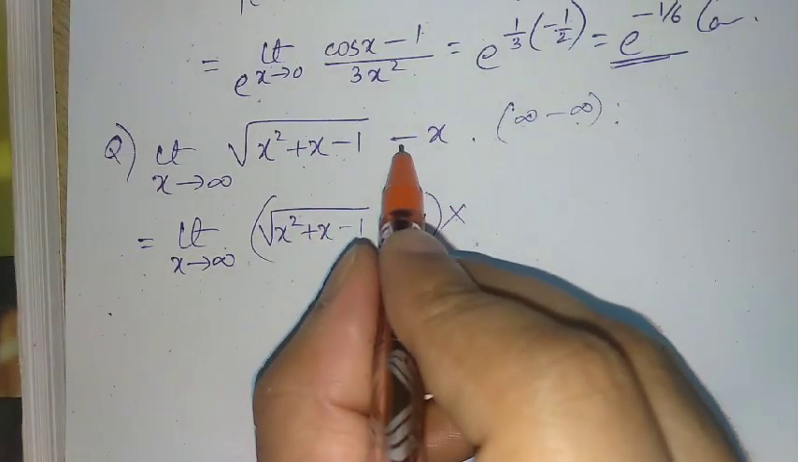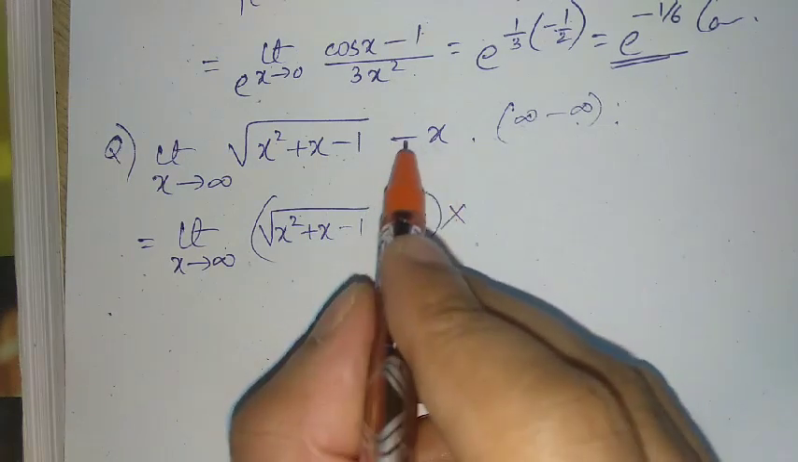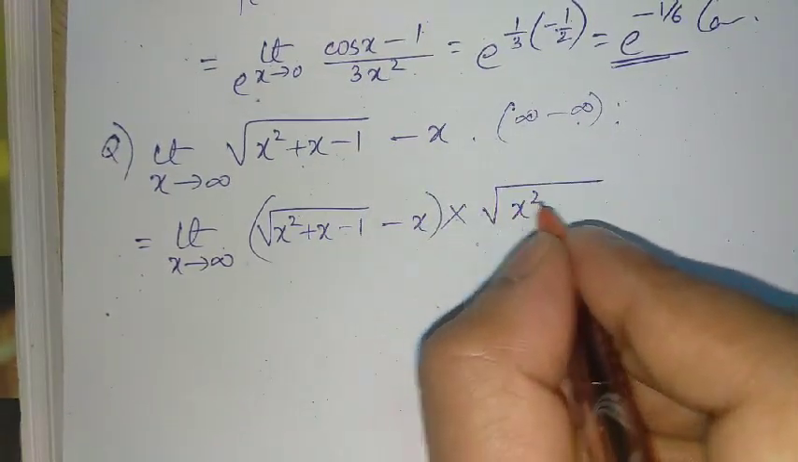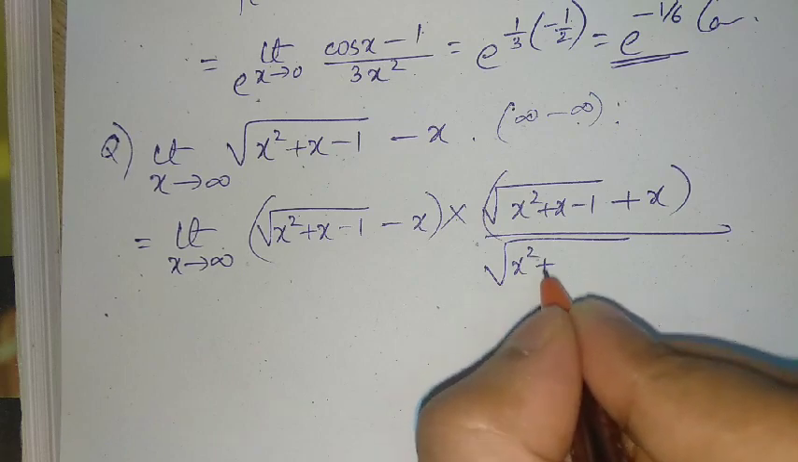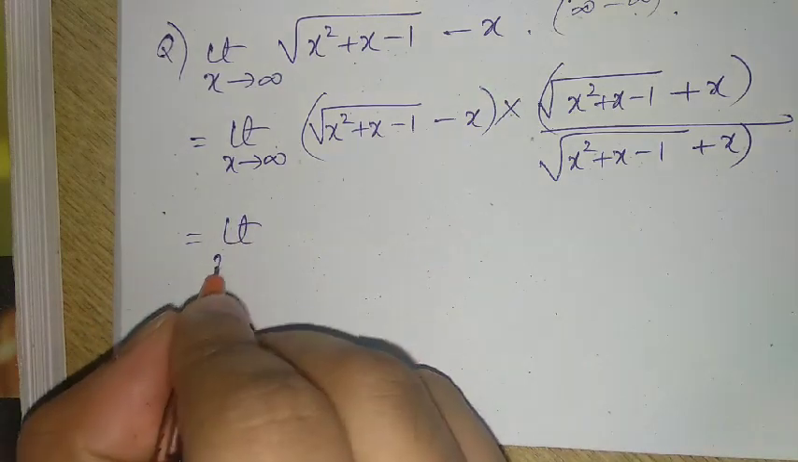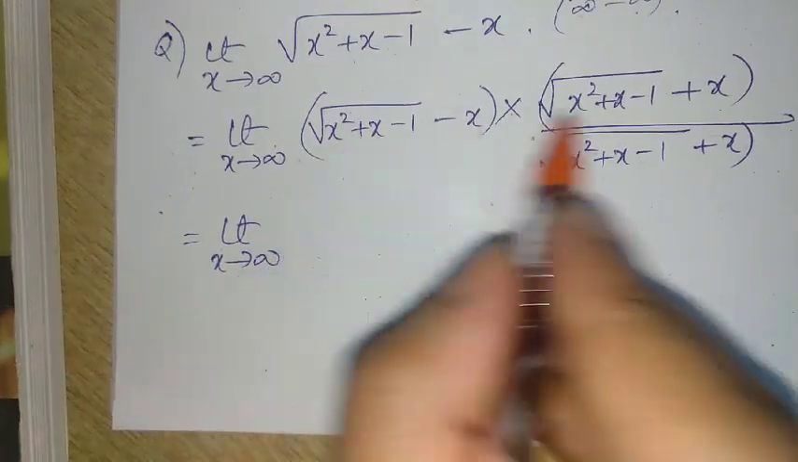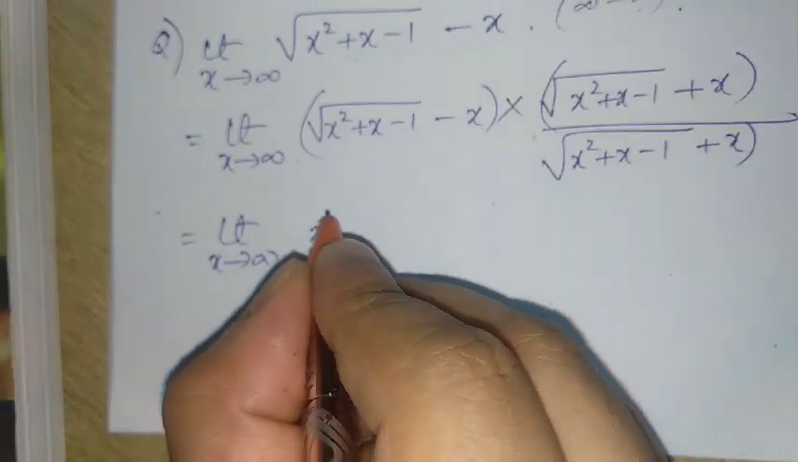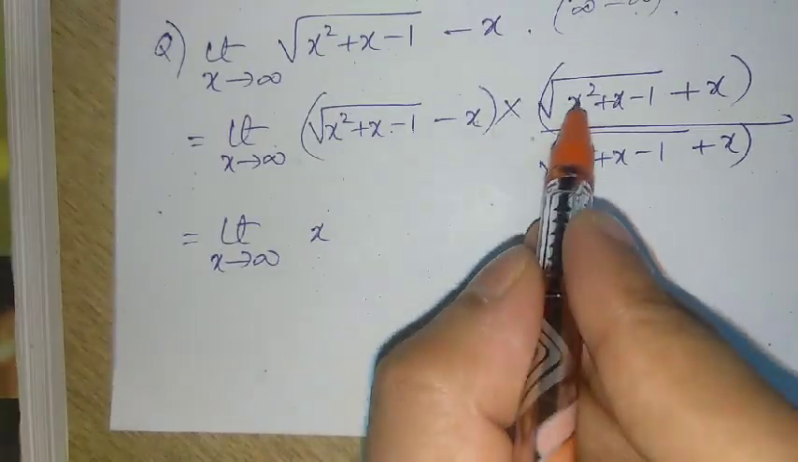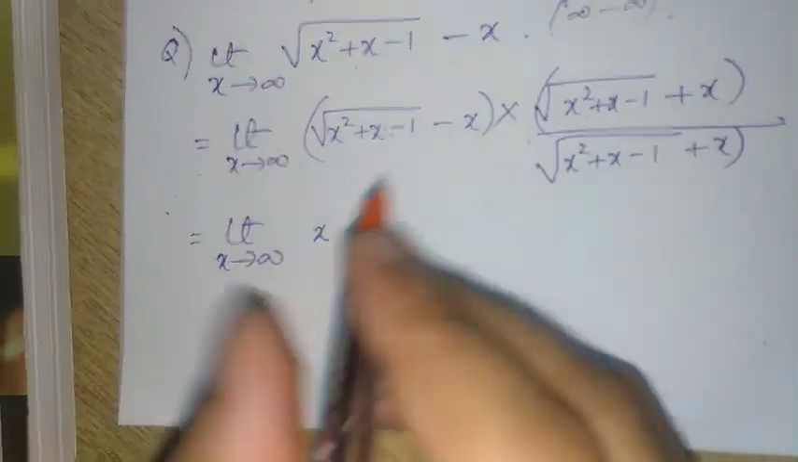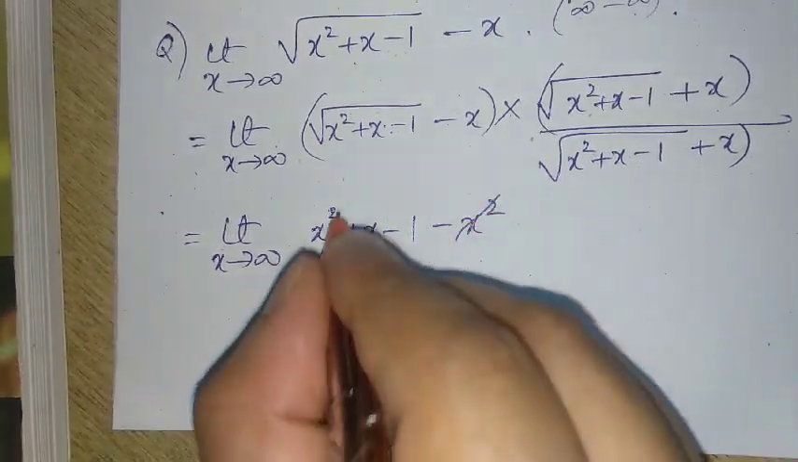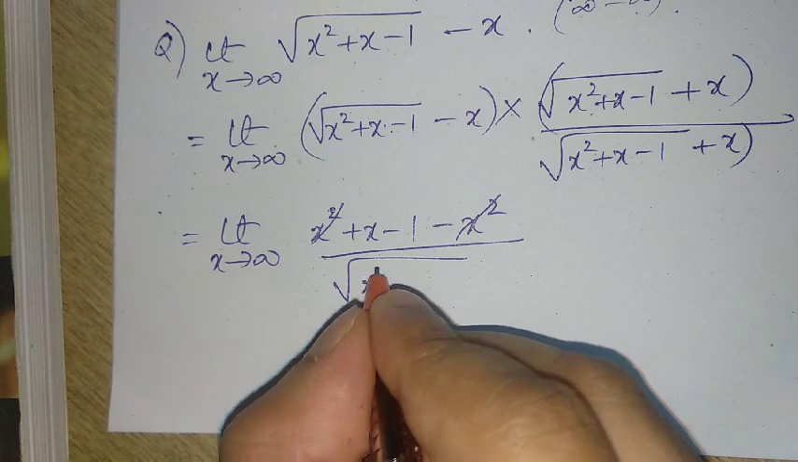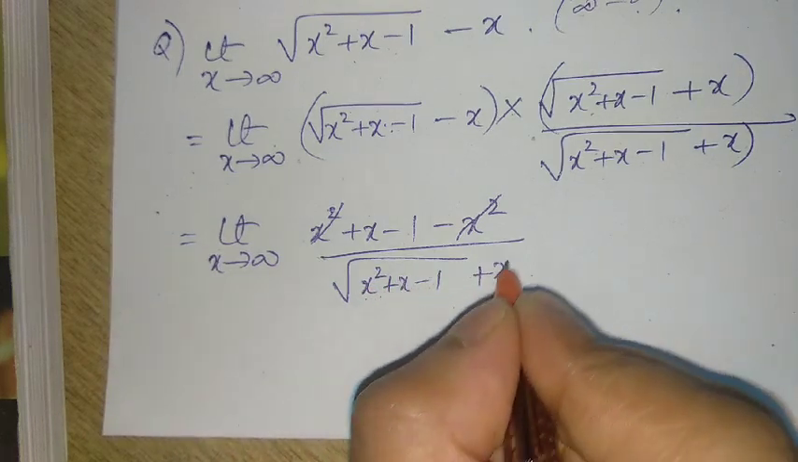What is the meaning of conjugate? Simple. Instead of minus here, we will get a plus. So here, square root of (x square plus x minus 1) plus x, divided by square root of (x square plus x minus 1) plus x. After this, we get limit x tends to infinity. We multiply both these terms, and this is nothing but (a minus b) into (a plus b), so it is a square minus b square. So what is this? x square plus x minus 1 minus x square. These two terms get cancelled, divided by square root of (x square plus x minus 1) plus x.